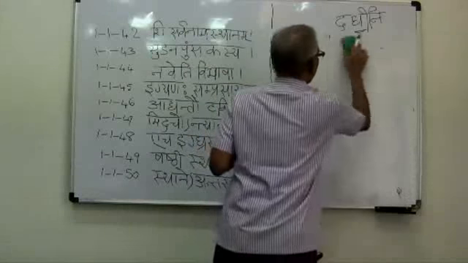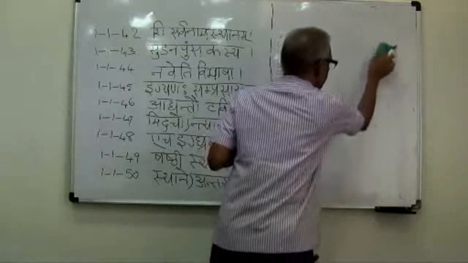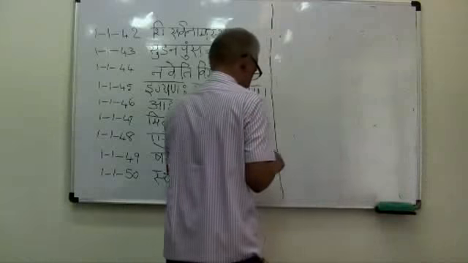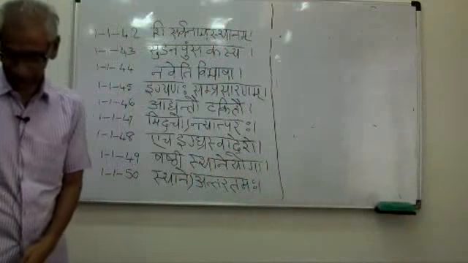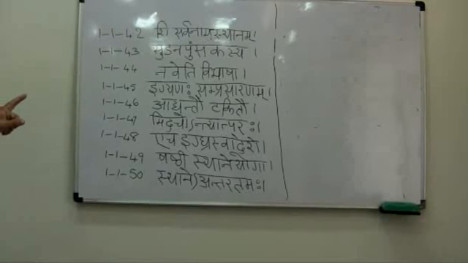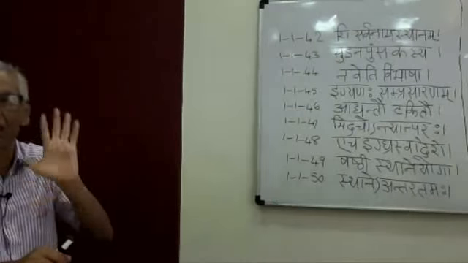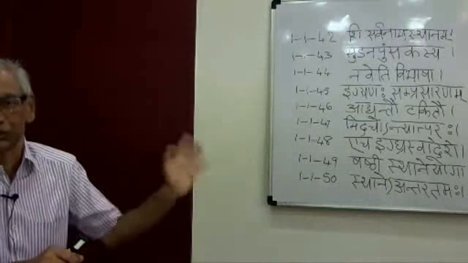We will go to the next sutra. Naveti vibhasha. This is the 44th rule. Naveti vibhasha is a sutra where vibhasha is the sanya. It is called Vibhasha sanya sutram.